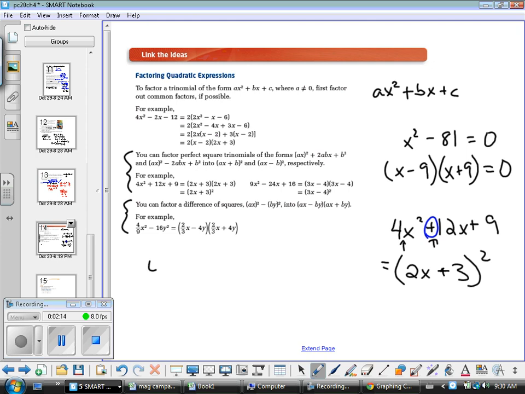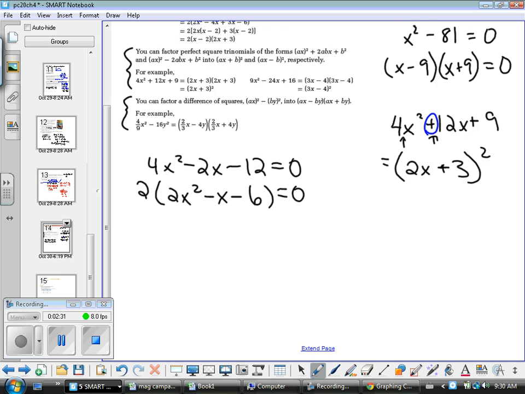And then you might get to something like this: 4x squared minus 2x minus 12. The first thing you always want to do is look for a common factor. So for this one, you'd probably take that factor out. Then the next thing you want to do is split that middle term into two other terms. I hope that you remember how to do this because I'm not going to go into it in a lot of detail. But what you want to do is take the 2 times the negative 6.